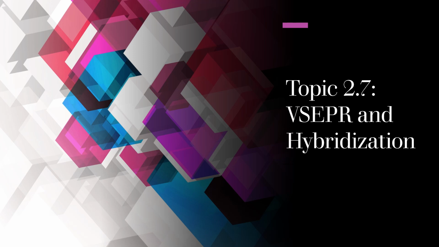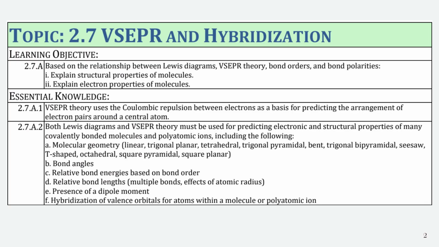This is topic 2.7, VSEPR theory and hybridization. So the objective is, based on the relationship between Lewis diagrams, VSEPR theory, bond orders, and bond polarities, you're going to explain structural properties of molecules and explain electron properties of molecules.